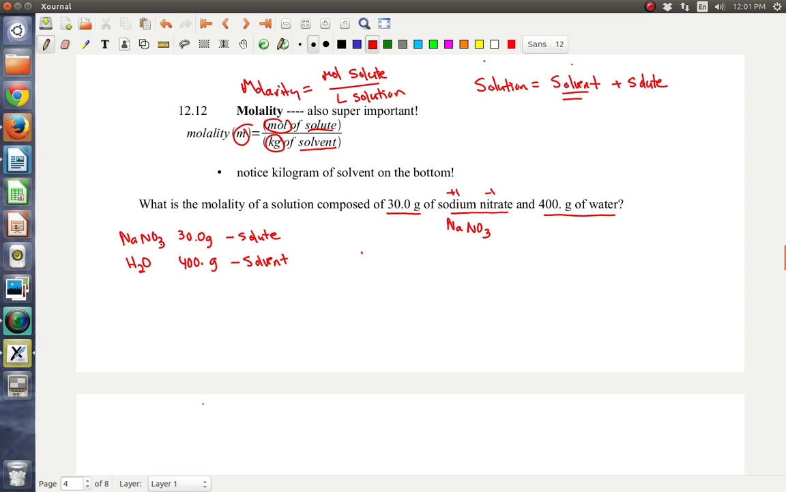So you're going to need to look at the back of your textbook. And if you look in the back of your textbook, you see that sodium, we're going to do this, the molar mass of sodium basically. I'll do it down here. Sodium is 22.99 grams. Nitrogen is 14.01. And oxygen, we have 3 of them, and 16. I told you you're never going to get away from learning molar mass. So we got to add all that together to get the molar mass of sodium nitrate.